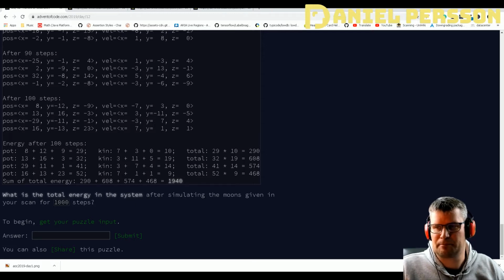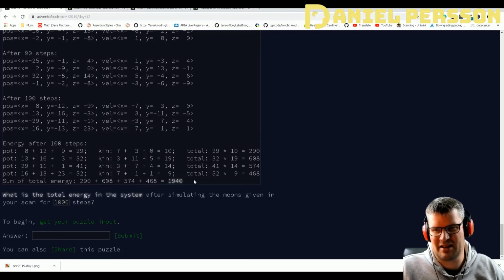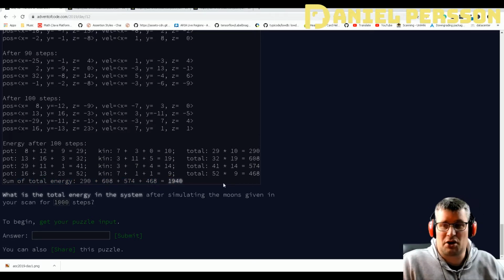And then the same goes for the position. So all of these together, and then times each other and then plus that up, and we get the total energy of the system.